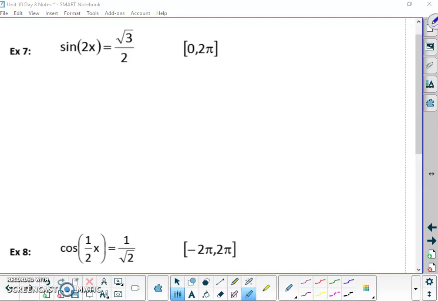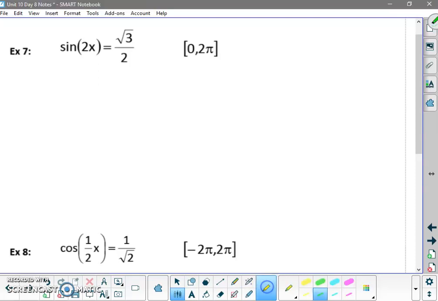And now you can see here in example 7, we've got sine 2x equals square root 3 over 2. Well, what looks a little bit different here? The fact that we have a 2x inside the parentheses. The trig function is already isolated, but what this is going to do is it's going to change our period.